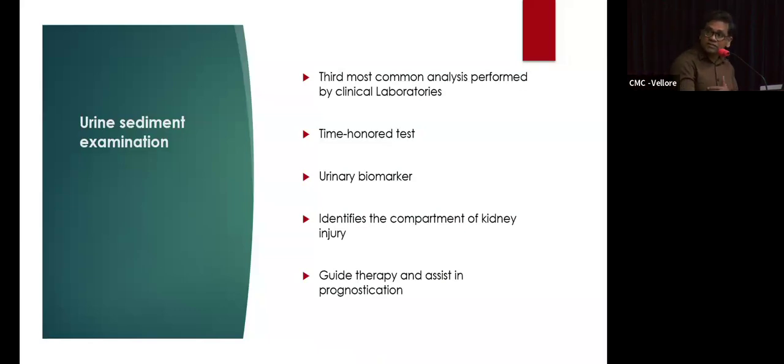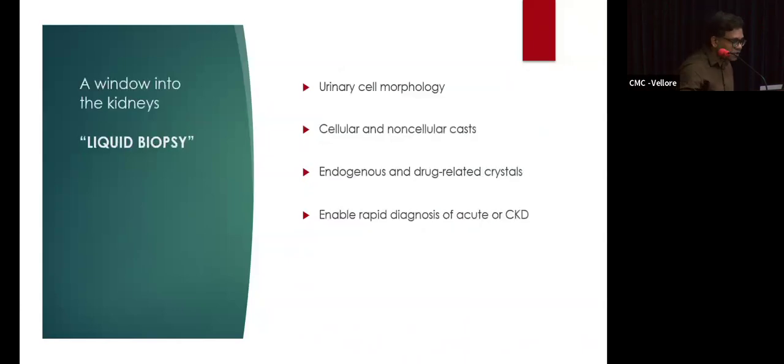Not only this, it guides the therapy and assists in monitoring the progression of kidney diseases. So it is called a liquid biopsy. We know kidney biopsies, but it is called a liquid biopsy because it tells us the cell morphology: epithelial cells, renal tubular cells, RBCs, dysmorphic RBCs, and WBCs.